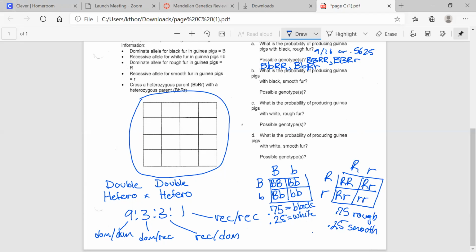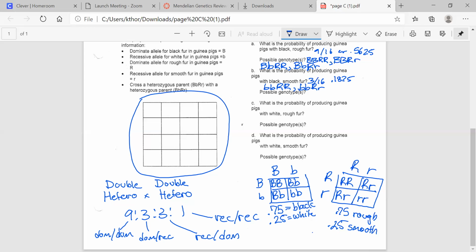So black is the dominant trait, smooth is the recessive. So that would be 3 out of 16, which is 0.1875. In order for it to have smooth fur, it would have to be homozygous recessive for fur type, and it could be homozygous dominant for fur color, or heterozygous.